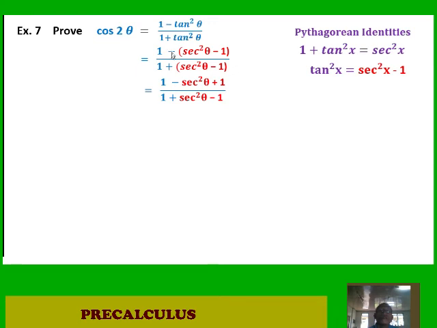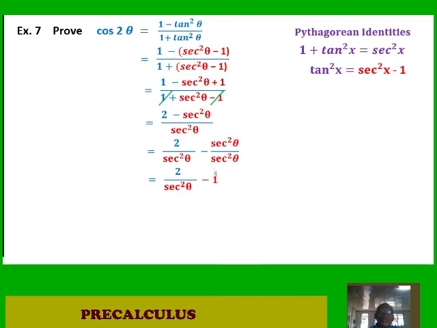Negative, negative, and negative is positive. Then the positive 1 and negative 1 are cancelled. Okay, 1 and 1 is 2. Distribute the denominator to its term in the numerator. So this becomes 1. Then we can rewrite this one as 2 times 1 over secant squared theta.